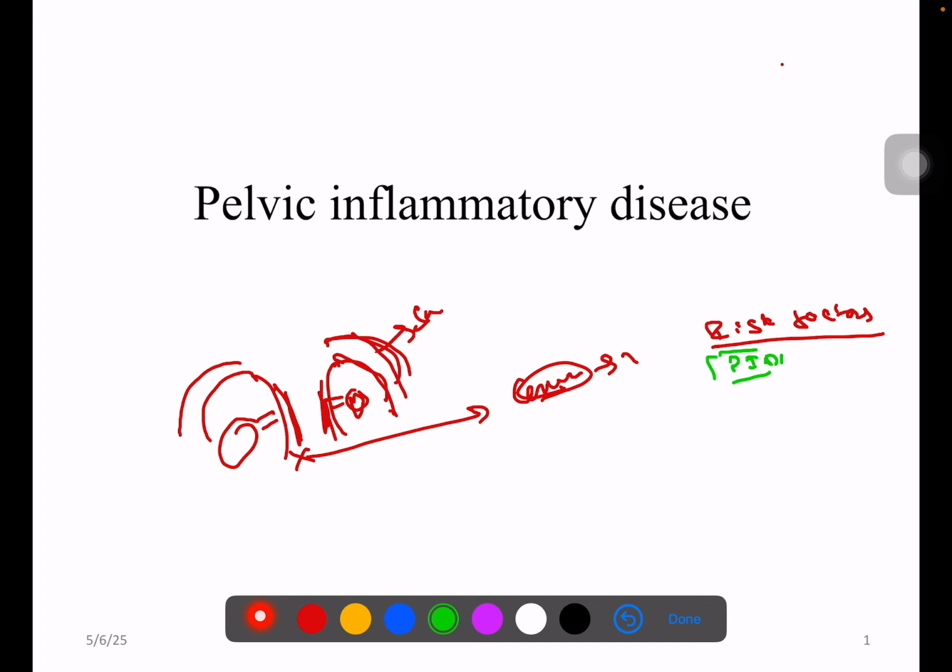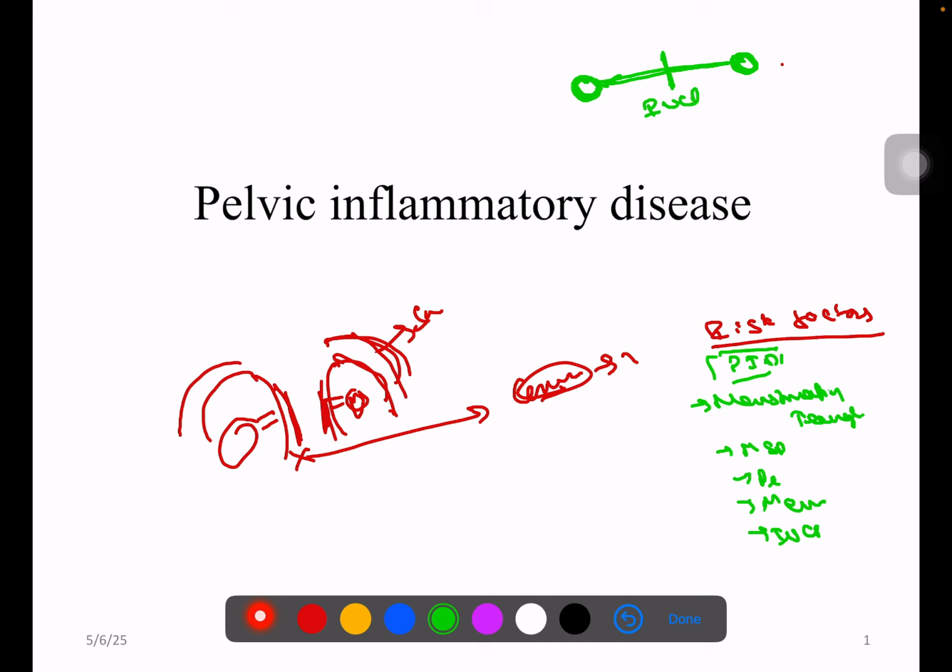The most important risk factor for PID is if she's a menstruating teenager. Okay, so menstruating teenager, multiple sexual partners, pregnancy, menopause, and IUCD. Okay, IUCD. So basically, risk factors can vary from start to end. That means she has started menstruating, she has ended menstruating. In between, she has multiple sexual partners. Okay, and for contraceptive purposes, she has used IUCD. So all these become the risk factors for pelvic inflammatory disease.